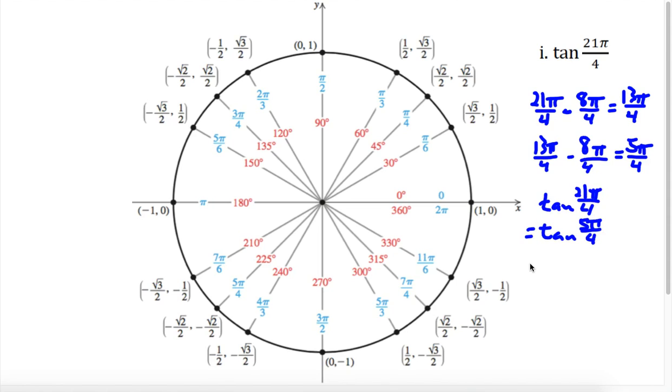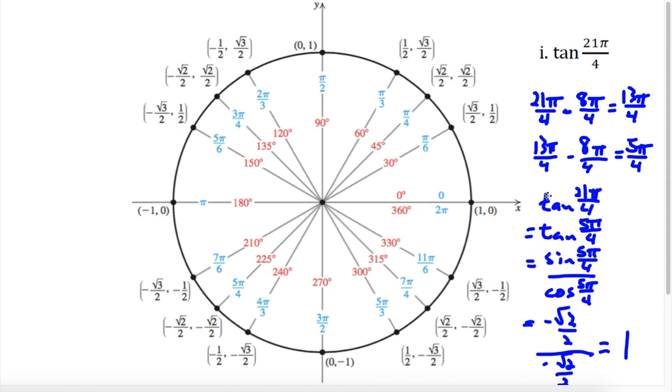Well, to find tangent, we have to find the sine and the cosine. So I need the sine of 5 pi over 4 over the cosine of 5 pi over 4. The sine at 5 pi over 4 is negative square root of 2 over 2. And the cosine is also negative square root of 2 over 2. Same thing over same thing, that actually just reduces to 1. So my final answer here, the tangent of 21 pi over 4, is just 1.